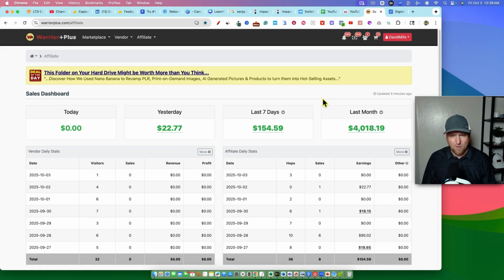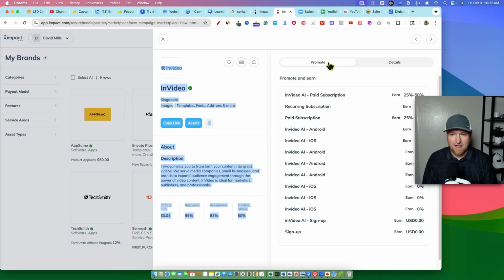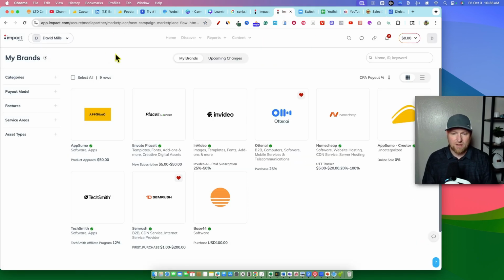products. First of all, they have thousands of products. They may not even have that level of sophistication on what the conversion rates of their products are. One of the best examples is Impact Radius. This is a really popular site that manages a lot of companies' affiliate programs. We're talking about really big ones like Namecheap, AppSumo, Placeit by Envato, NVideo, Base44, SEMrush, TechSmith. This is where Camtasia is, and there are thousands of other software products in here. These are the ones that I actually use and promote.